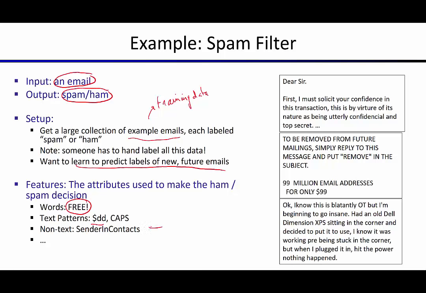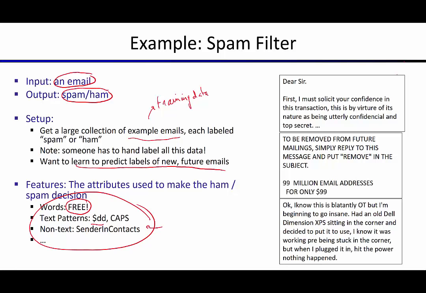There could be non-text features. For example, what if the sender of the email is in your contact list? And it's less likely to be spam. And so there's a lot of things you could come up with, and that is often an art. It takes a lot of practice, a lot like heuristic design for A star is an art, to come up with the features that might matter.